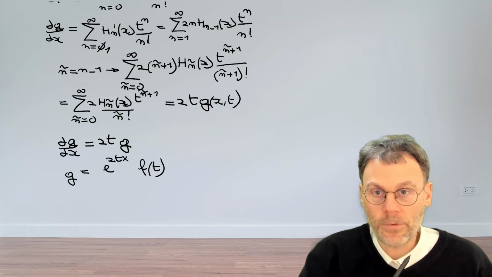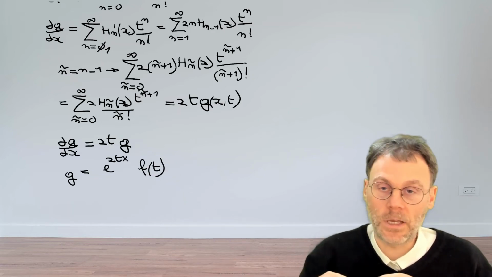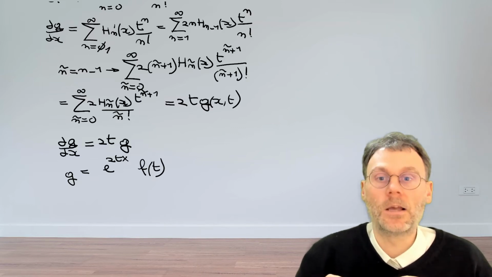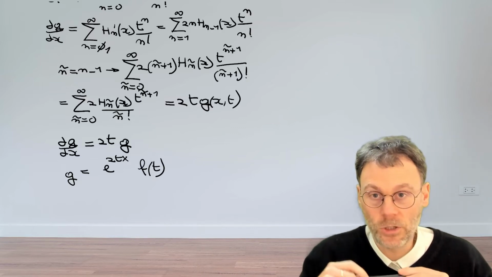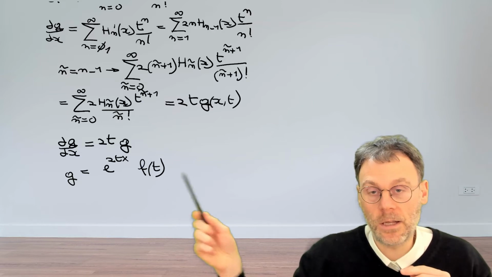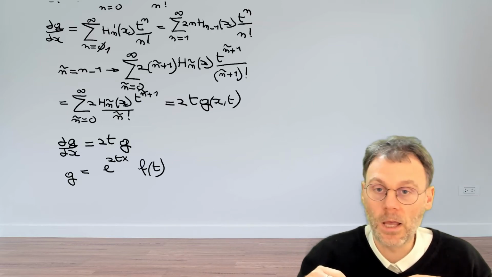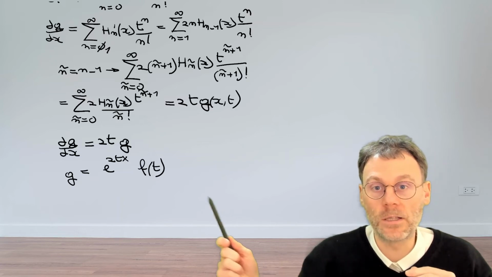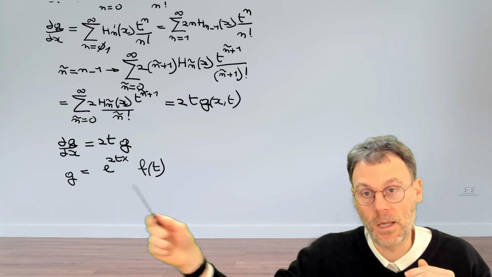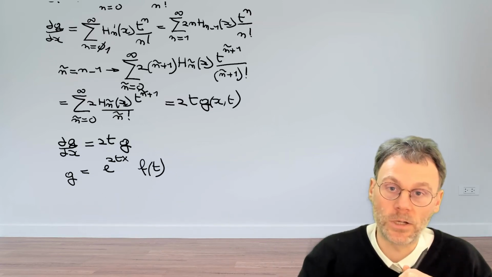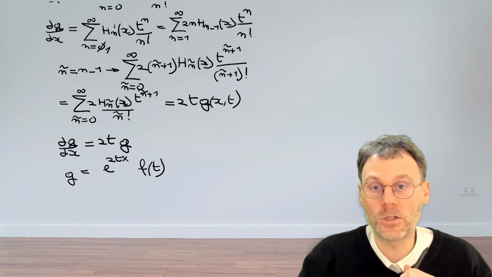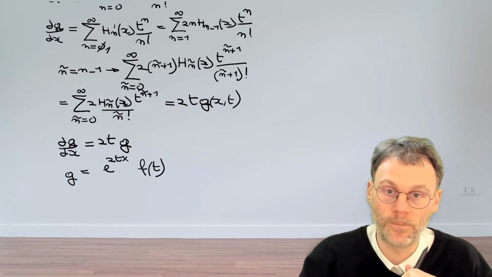So now the next step is trying to figure out what this f of t is. What I would suggest you do here is take that expression and substitute x equal to 0 and see if that helps you to finally determine what this f of t is and then also what the whole generating function is. So pause the video and substitute x equal to 0.